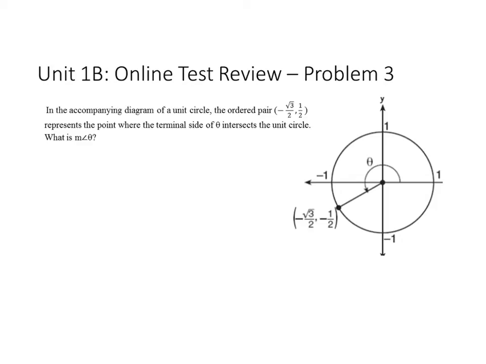Unit 1B online test review, problem number 3. This problem is asking me for the angle where this ordered pair, negative square root of 3 over 2, comma, negative 1/2, is intersecting the unit circle. What angle does that create when that point intersects the unit circle? So I remember that cosine is my x and sine is my y.